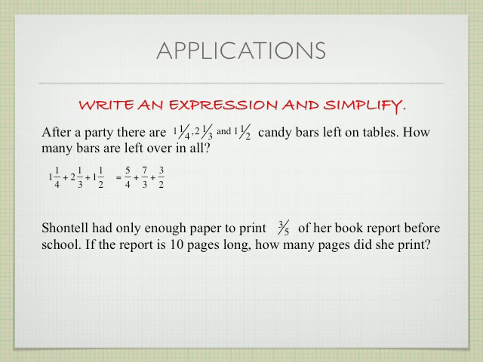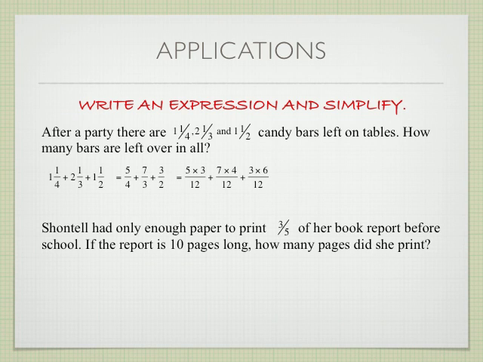Now can I just add those up? Can I say 5 plus 7 plus 3? No, I need to get a common denominator. If I'm adding or subtracting fractions, I need to make sure I get a common denominator. What would the common denominator be? Well, 4 says I need a 2 and a 2. 3 says I need a 3, and 2 is taken care of. So the least common denominator would be 12.